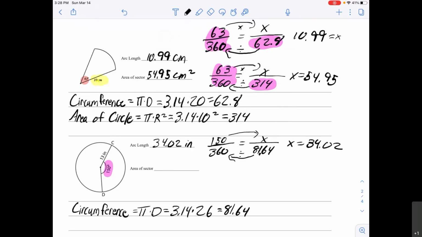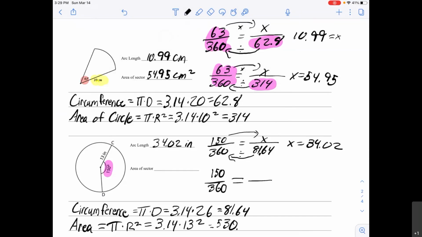Now we can move on to area of the sector. For area of the sector, I have 150 over 360, just like before. My degrees over 360 is always the left side. This time for the right side, the bottom, I need the area of the circle. So for the area, that's pi times the radius squared. The radius is 13, so I'll do 3.14 times 13 squared. Doing that on my calculator, I get 530.66. So that is what goes on the bottom.